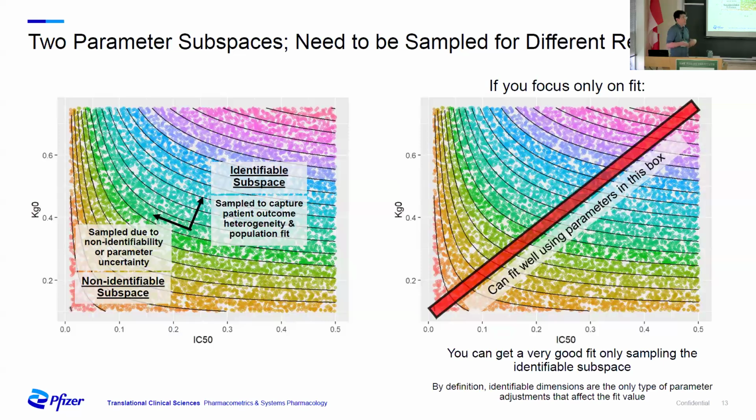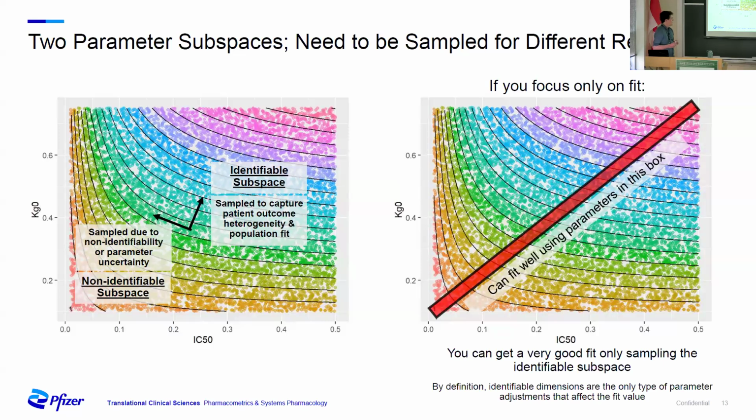But that doesn't mean that for projection, those parameters are not going to be engaged by another combination partner, by a higher dose, or by something slightly different, if you wanted to evaluate a mutation or something in that context. And so sampling this identifiable subspace is very important for achieving a good fit to the clinical data and capturing the observed variability in the clinical population.